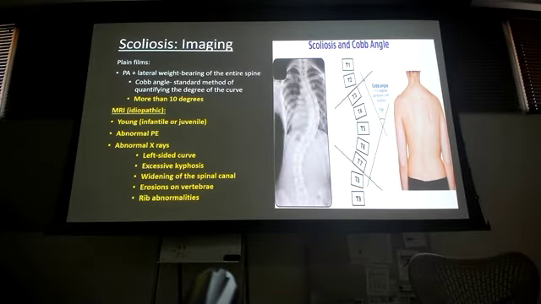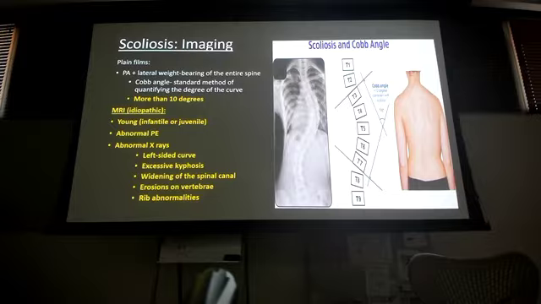All right, so if we're talking about imaging and all those measurements and those angles, we're talking about a PA and lateral weight-bearing of the entire spine, okay? So if this x-ray is taken of the patient laying down, useless, okay? The patient has to be standing, and it has to be an entire span of the spine, okay? And again, there's that 10 degrees, right?